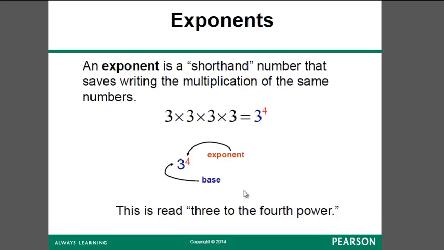Notice here, 3 times 3 times 3 times 3. I have 4 3's here, which means I have 3 raised to the 4th power. I'm taking 3 and multiplying it by itself 4 times. 3 is my base, that is the number I'm multiplying by itself. 4 is my exponent. This is read 3 to the 4th power. An exponent is literally taking whatever number I want to multiply by itself, raised to however many times I want to multiply it by itself.